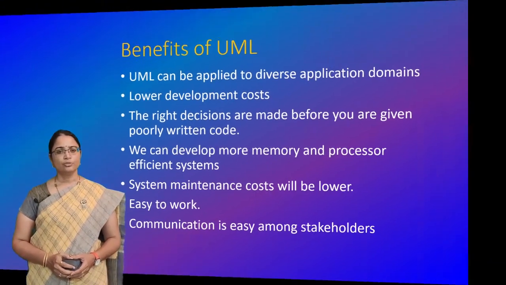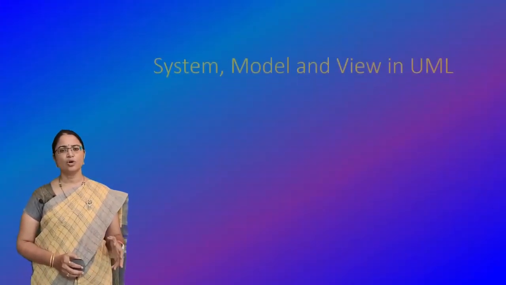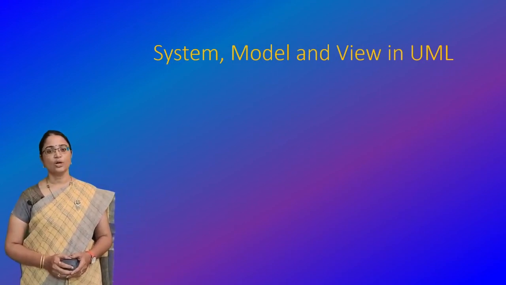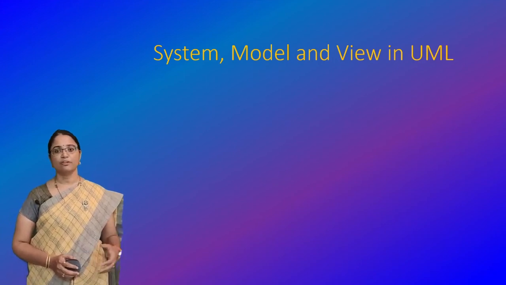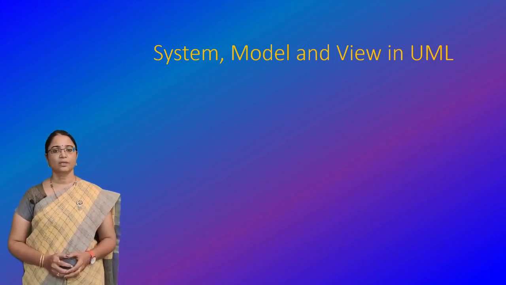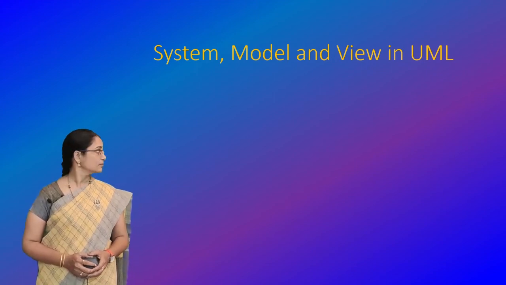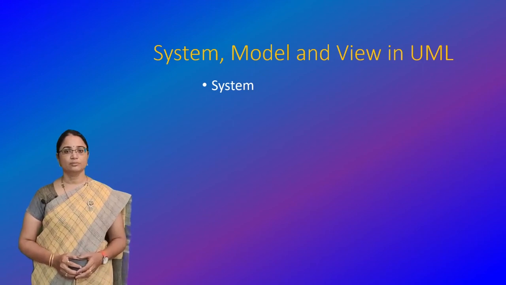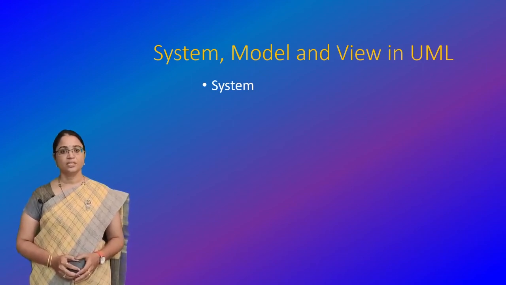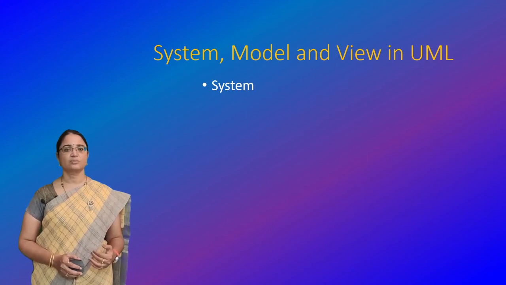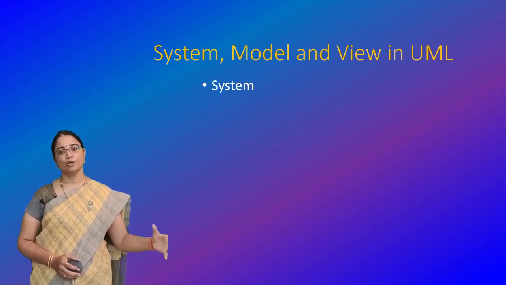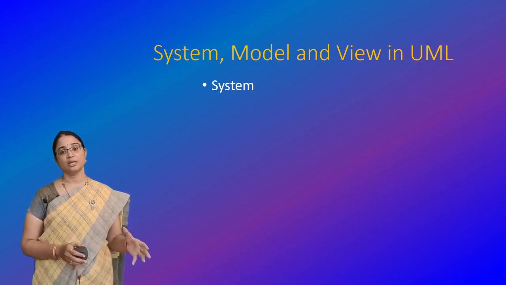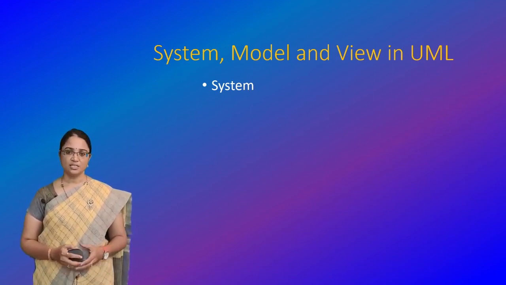Here, we use different terminologies like system, model, and view in the UML. So what is meant by system? What is meant by a model? And what is meant by a view? Let's see in detail. Coming to the system. A set of elements organized to achieve certain objectives forms a system. Systems are often divided into subsystems and described by a set of models. It means a system can be divided into subsystems, and every subsystem can be described by using a set of models.